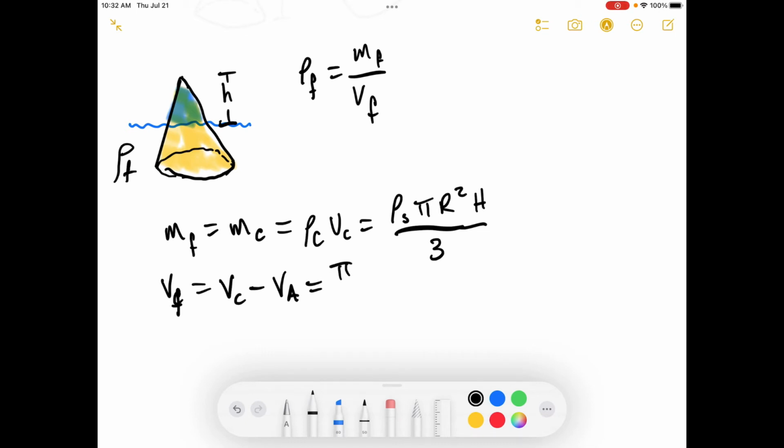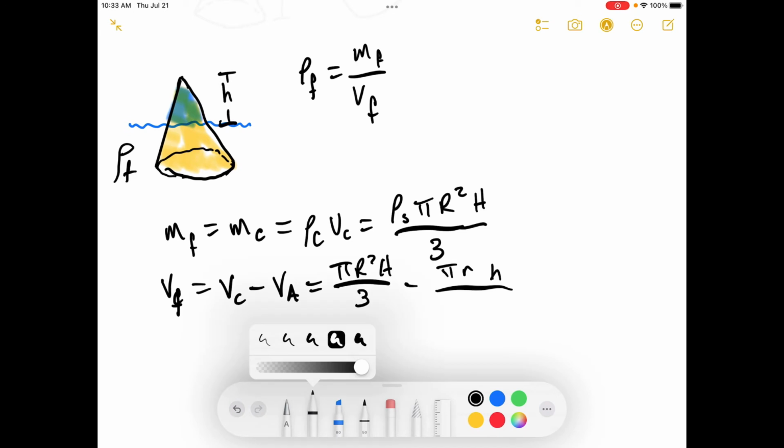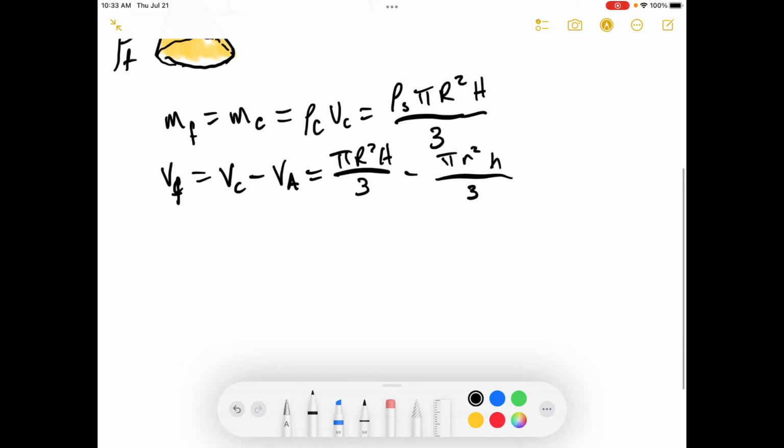So that's the area of the base times the height divided by 3. And then we have the area of the base of the smaller cone that's above the fluid. That's a little r squared times little h over 3. Okay. Then we need to solve for what little r is, because we don't know what that is.